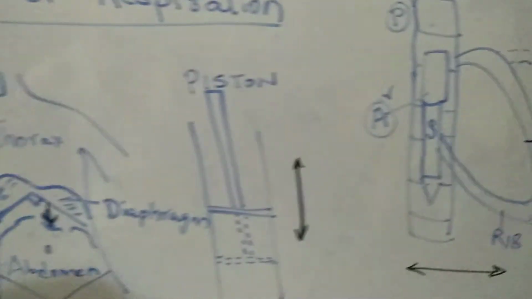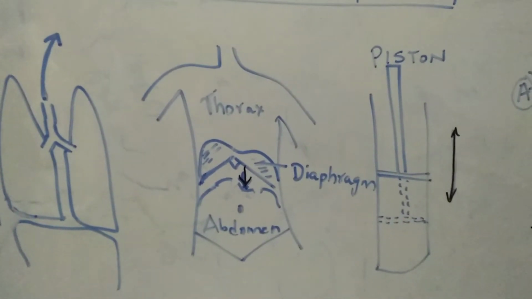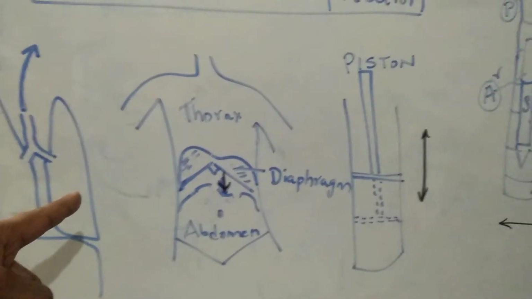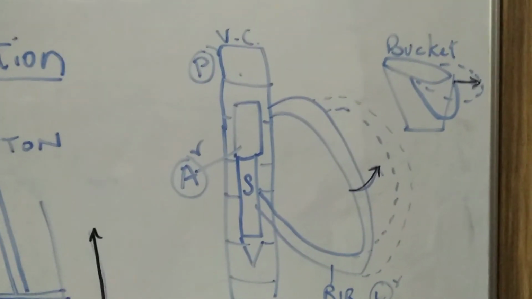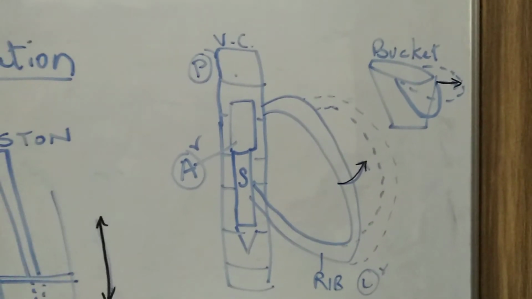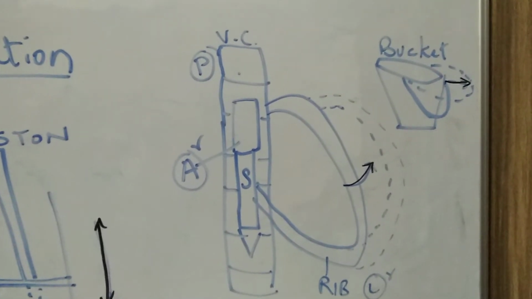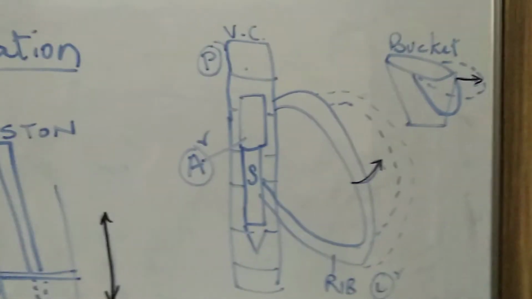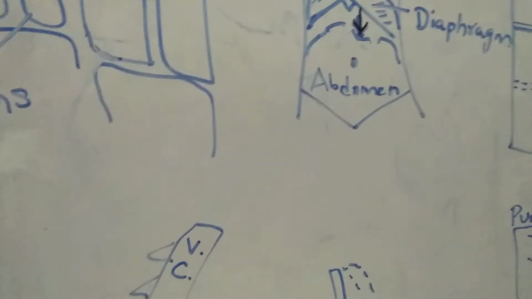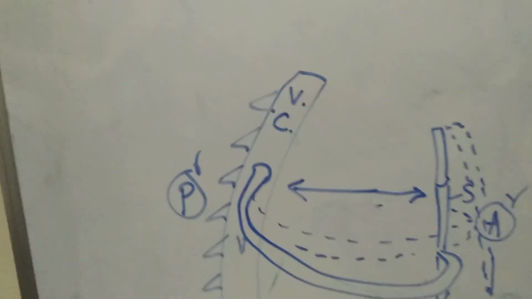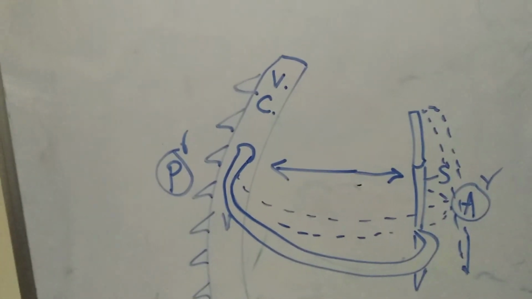So until now we have finished with the piston-like movement, which is facilitated by the diaphragm, and the bucket handle movement, which is facilitated by the intercostal muscles, where the thorax is comparable to a bucket and the ribs are comparable to the handle of the bucket. Bucket handle movement. Last but not the least is this movement. It's the same rib, I know, but we have shown it in a different view.